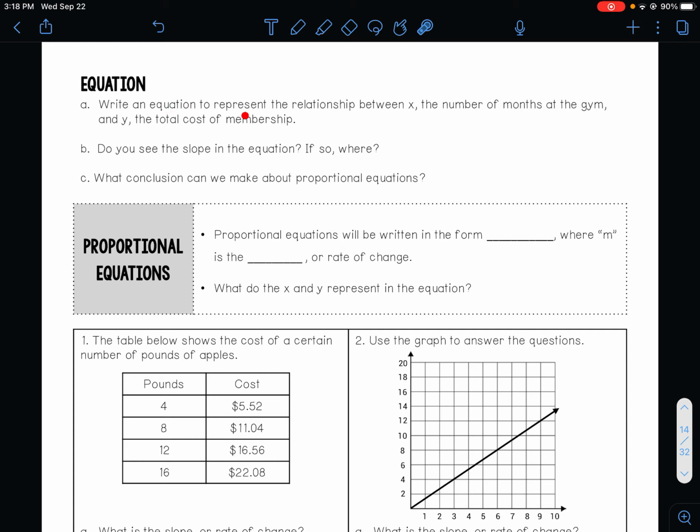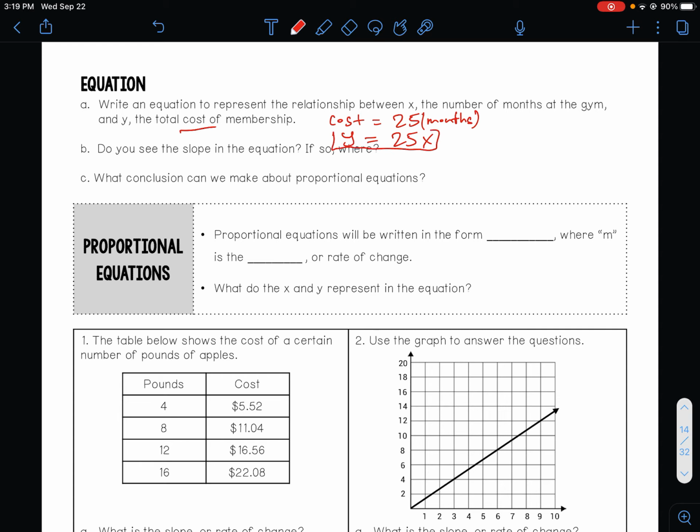So write an equation to represent the relationship between x, the number of months at the gym, and y, the total cost of the membership. So our dependent variable, which is the cost, is 25 times the number of months, right? So if y is the cost, which is the dependent variable, 25, they say x is the number of months, so it's y equals 25x.